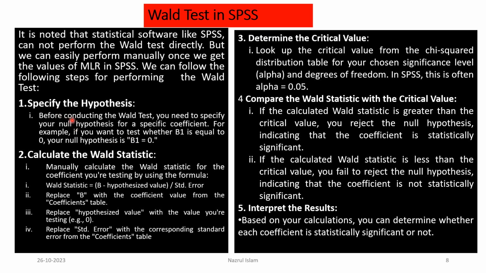Specify your hypothesis, as I have mentioned, the hypotheses are the same. Then calculate manually, as I explained in the previous slides: the Wald test statistic is beta i minus the hypothesized value of beta i, divided by the standard error of beta i. Replace with your data and you will get the Wald statistic. Then determine the critical value using the chi-square table under a particular alpha or level of significance and degrees of freedom, and compare the result as I have explained in the conclusion part.